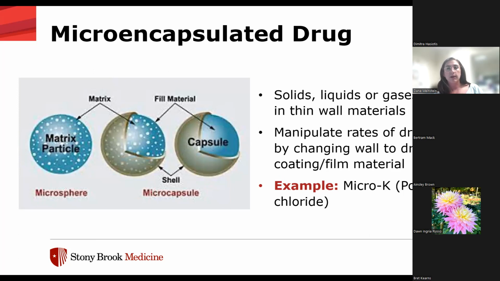And one of the advantages of microencapsulation is that the administered dose of a drug is subdivided into smaller units that are spread over a large area of the gastrointestinal tract, which may enhance absorption by diminishing the local drug concentration because it's spread over a greater area.